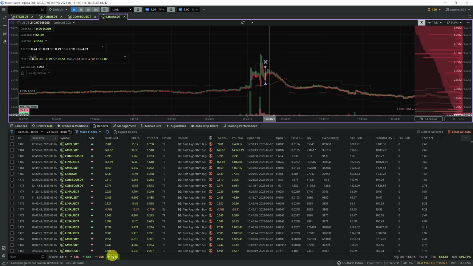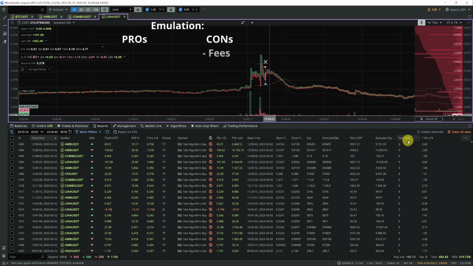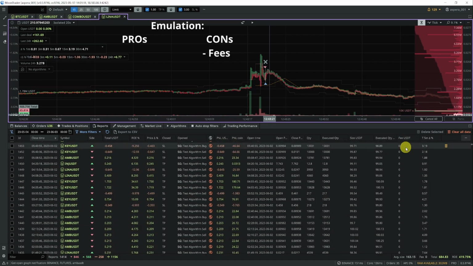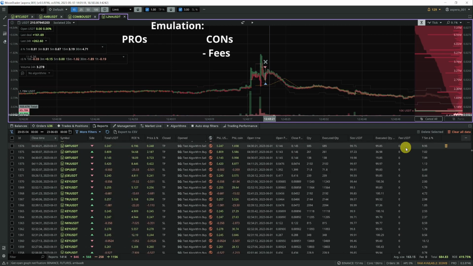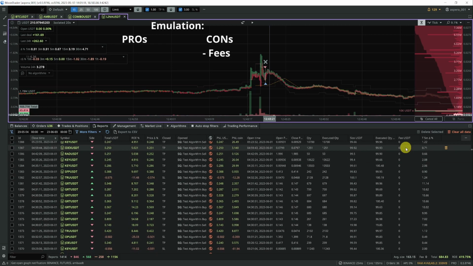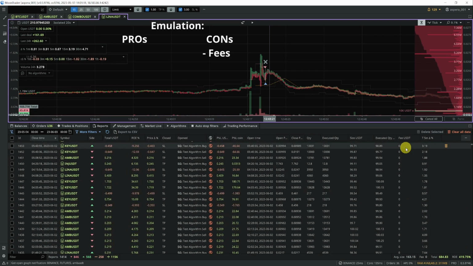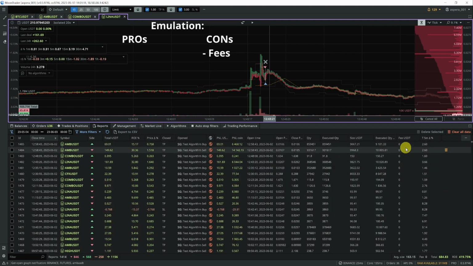So in this video, I'm planning to talk to you about what emulation is good for and what it is not so good for. First of all, emulation does not account for fees. As you can see here in this column, for every single transaction, for every single trade, the fee is exactly 0. And that creates a problem. That creates a detachment from real life.